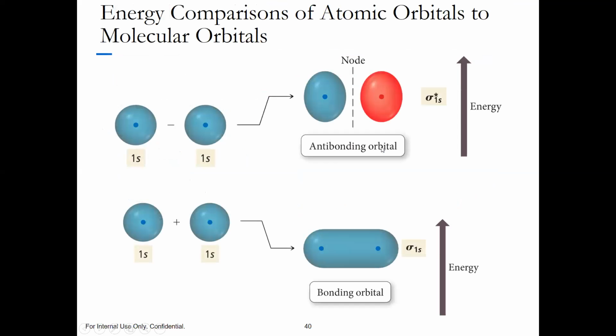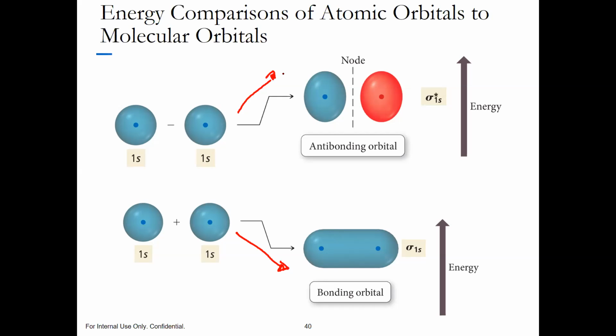So when we have an s orbital and an s orbital, there are two possibilities, constructive and destructive. When these two s orbitals come together, if they form a bonding orbital, what's going to happen to the energy? Energy goes down. What happens to the energy of an anti-bonding orbital? It's going to go up.